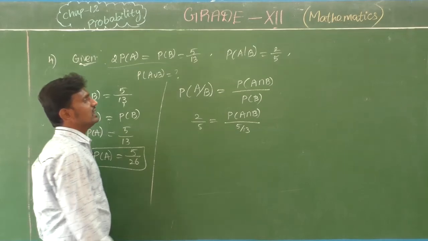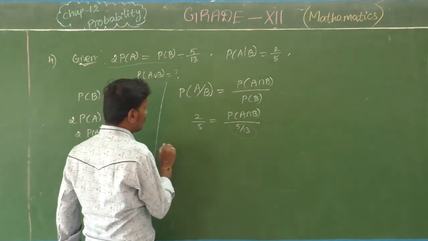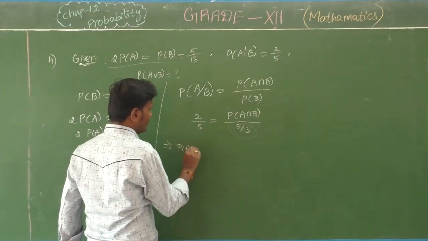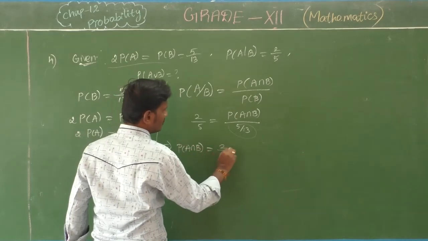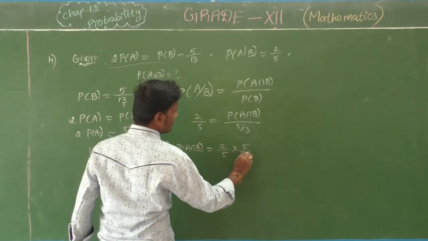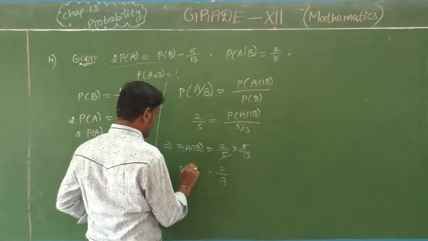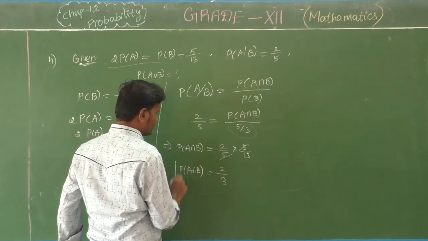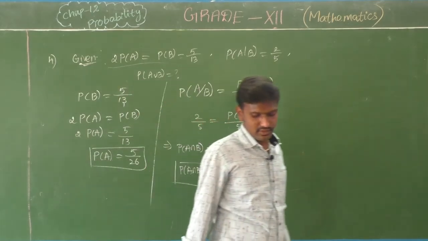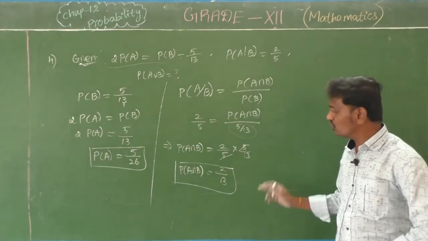Okay. Now this 5 by 13 want to move that side. It will come P of A intersection B, which is equal to 2 by 5 into 5 by 13. So 5 will be cancelled. So the answer for P of A intersection B equal to 2 by 13.